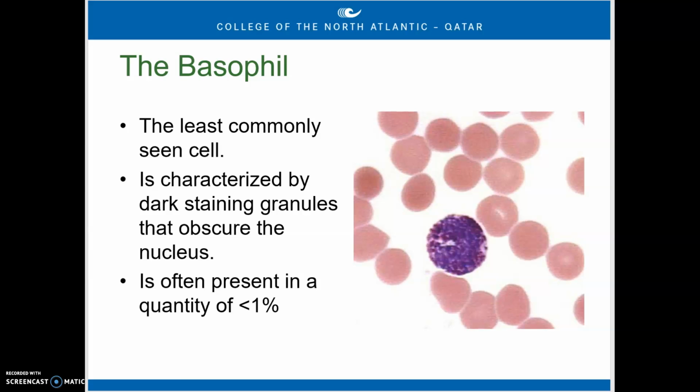Now the basophil is another one that's very poorly seen, or not very commonly seen at all. Okay, it's present in less than 1% of a blood count, and it's characterized by really dark staining granules, and you can barely see the nucleus. If we look at this, we can't tell where the nucleus is because it's covered in granules. So those are the granulocytes, and in the next video we'll talk about the agranulocytes.